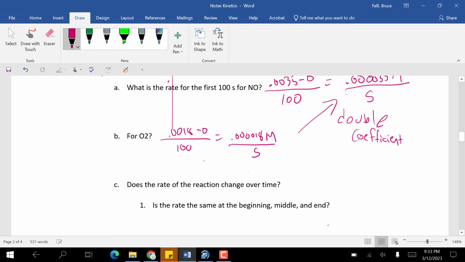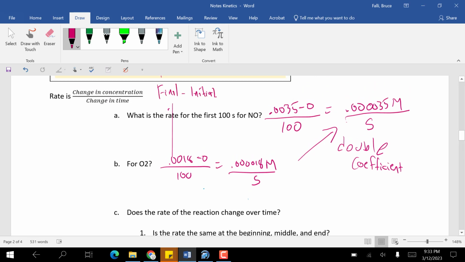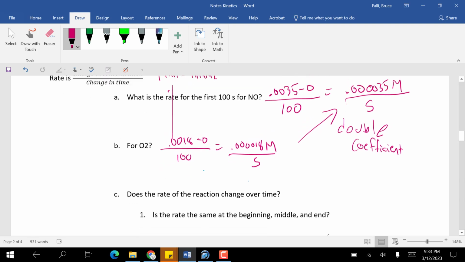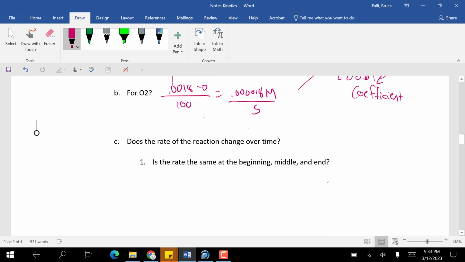All right, does the rate change over time? So is the rate the same at the beginning, the middle, and the end? So what I'm going to do is look at just NO. So NO is 1, 2, 3, so it's 4 zeros, 0.000035 molar per second in NO.